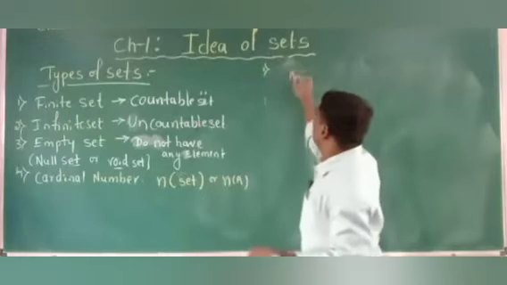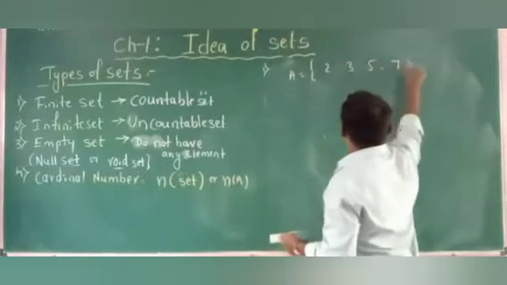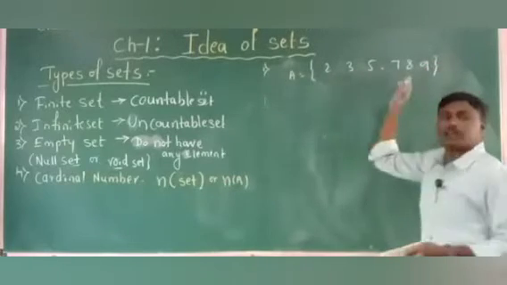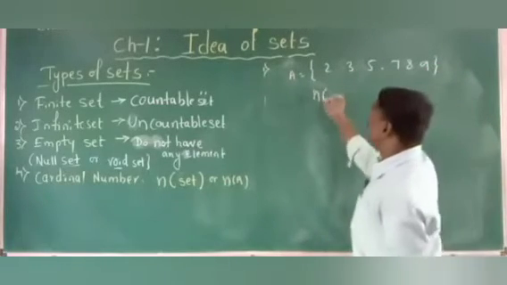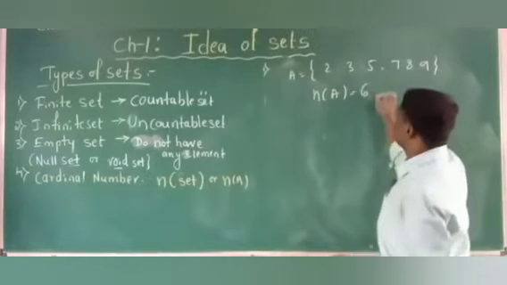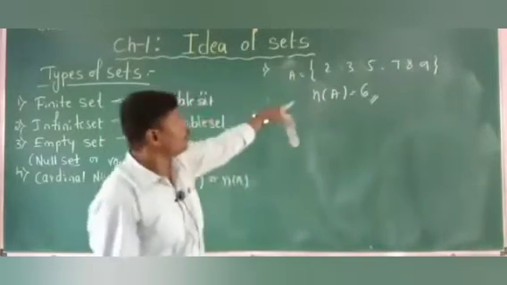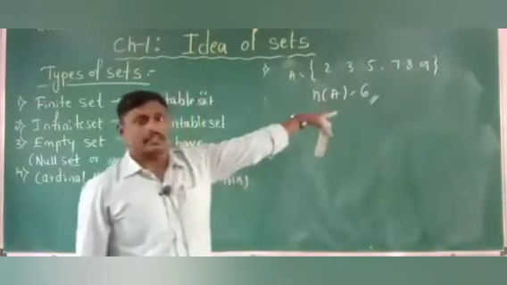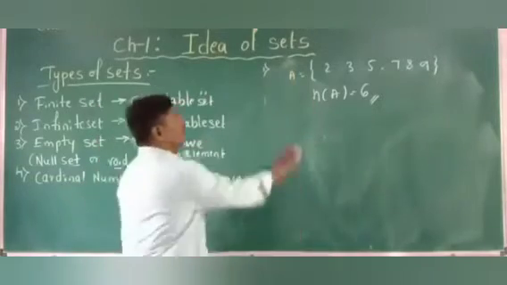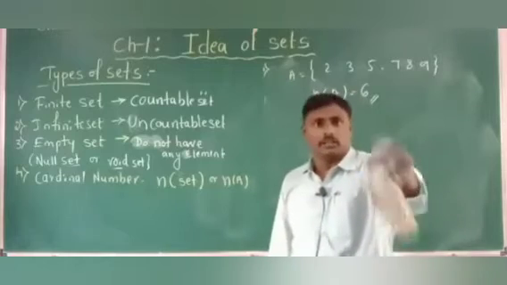For example, if I am taking A as a set of 2, 3, 5, 7, 8, 9, this is one example of a finite set. So what is the cardinal number of this finite set? 1, 2, 3, 4, 5, 6. So how many elements are there in set A? 6 elements. Therefore, the cardinal number of set A is 6 here, right? So for every finite set, we can write the cardinal number.